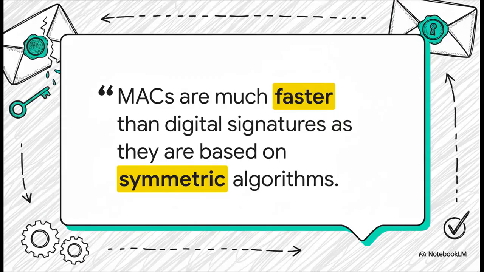So you might be wondering, why use a MAC instead of a digital signature? Since signatures do give you that non-repudiation thing we talked about? The answer is one word: speed. Because MACs use those efficient symmetric key algorithms, they are way, way faster to calculate. And in a world of high-speed internet, that performance difference is absolutely everything.